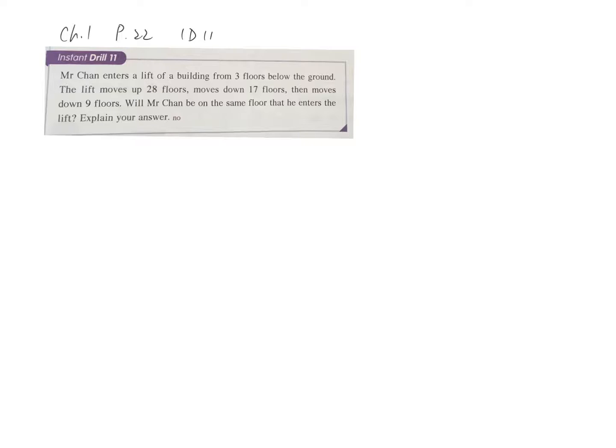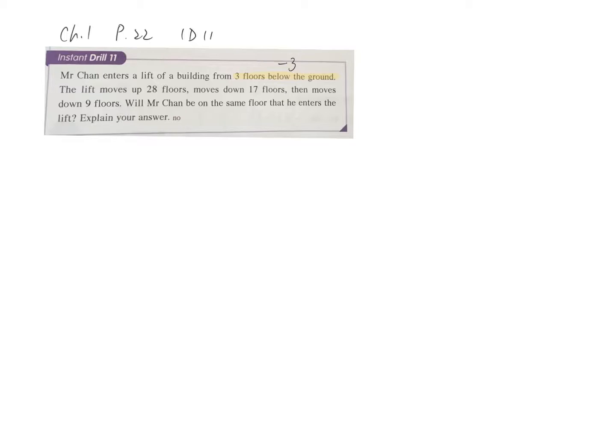Okay, on page 22, instance number 11, this is a word problem in direct number. Let's go through this. Mr. Chen enters a lift in a building from 3 floors below the ground. So this is a very important phrase. Let's highlight this. And in direct number, let's represent it by a negative of 3. Negative 3 in the direction of below the ground, negative 3. So I mark it down here.